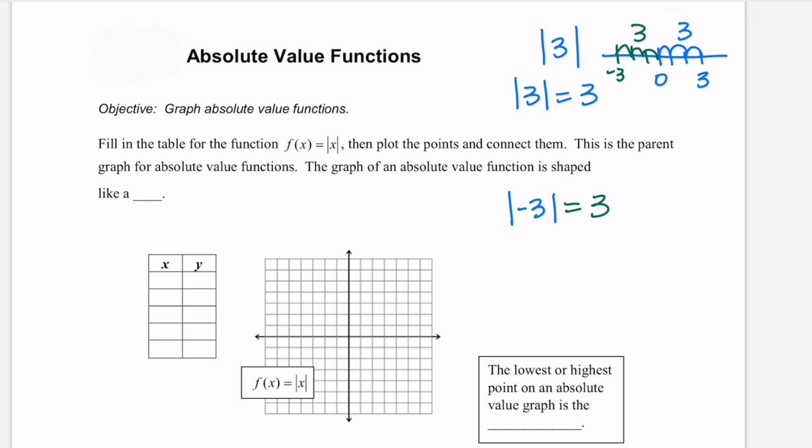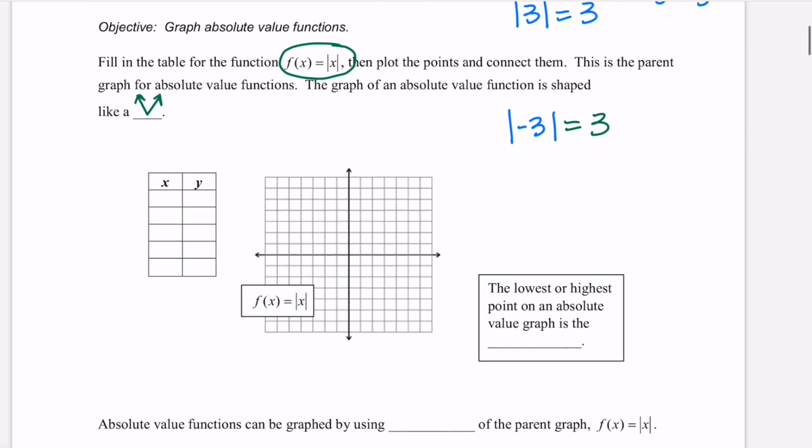So the plain graph of the absolute value of x is called the parent graph or parent function for an absolute value. The graph of an absolute value function is shaped like a V. It just kind of looks something like this, and it's going to go in both directions. It's a V-shaped graph. So let's just pick some points. Let's start with -2, -1, 0, 1, and 2. Those are the numbers closest to 0, because you'll see kind of at 0 is where the bottom of the V is going to be.